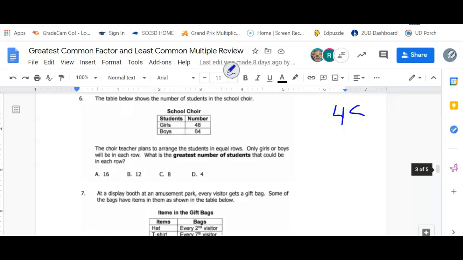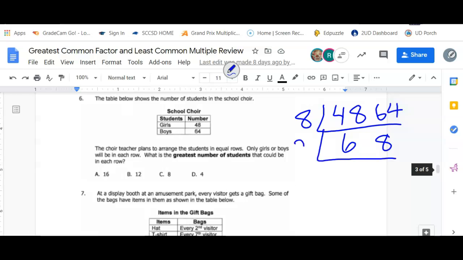48 and 64. Again, I'm going to use the ladder method. What numbers can I divide out of 48 and 64? Sam, you can divide 8 out. You get 6 and 8. Can I divide anything else out of 6 and 8? You can divide 2 out. So I add another step to my ladder. I get 3 and 4. Can I divide anything else out of 3 and 4? Nope. 1, but it does not do us any good.